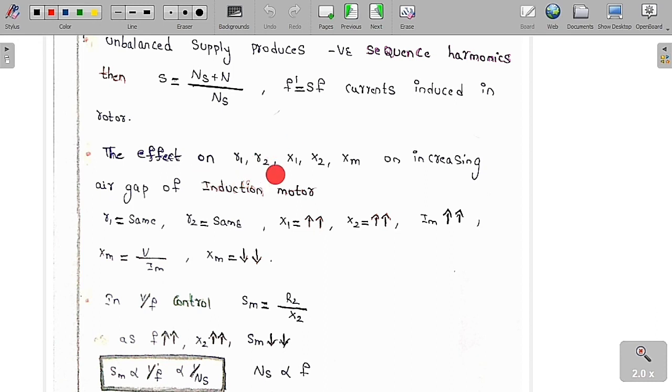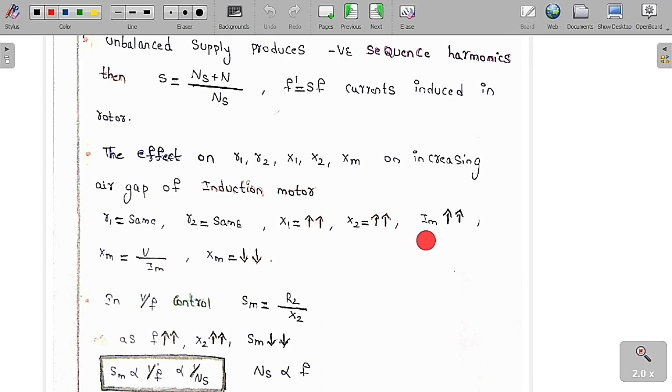But what is the effect on R1, R2, X1, X2, Xm on increasing the air gap of the induction motor? R1 is the same, the resistance is always the same, R2 is also the same. These are independent of the air gap. Now we will see X1, X2 and Xm. Whenever you increase the air gap, definitely the leakage flux increases, so X1 increases. Similarly, the rotor leakage flux also increases, so X2 also increases.